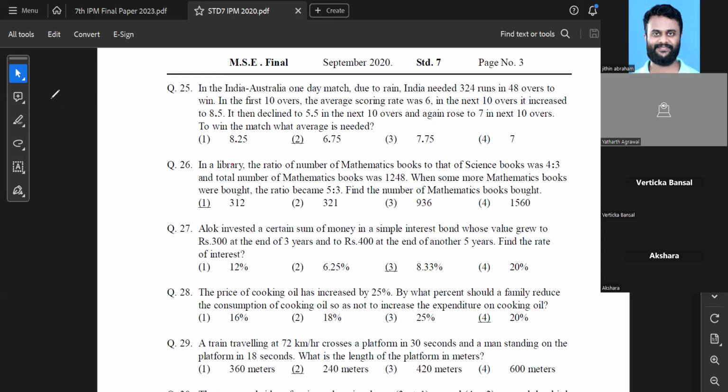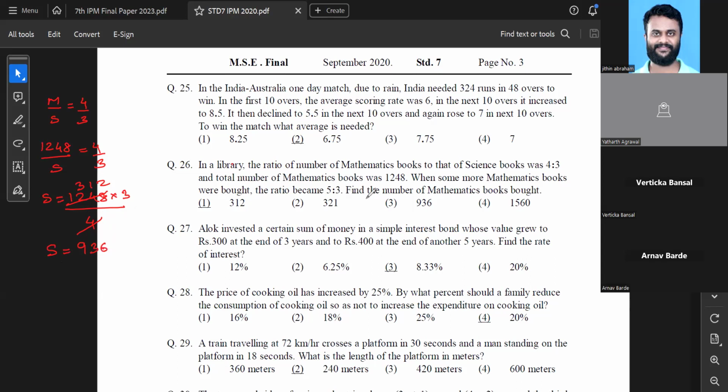So quite simple. The ratio of math upon science was 4 by 3. Now, the math value they have already given us, it is 1248 upon science is equal to 4 by 3. That means science books are 1248 multiplied by 3 divided by 4. So when I divide them, 12, 3s are 48, 12s are 312, basically the cancellation of these two numbers. So the science book count is 936.